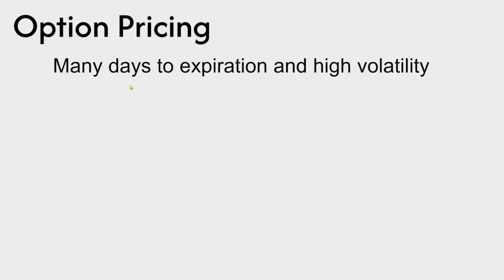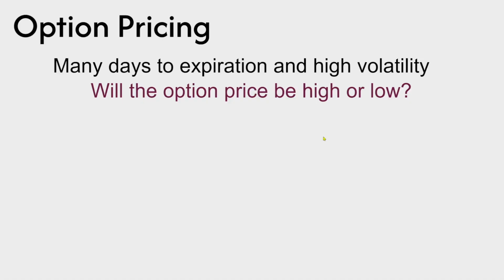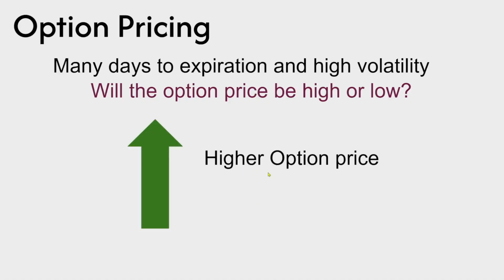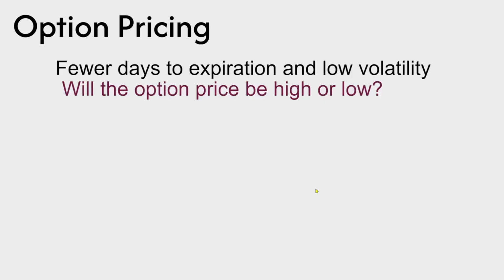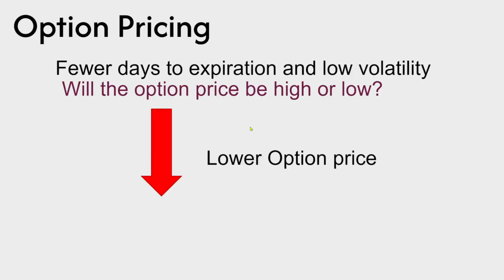If there are many days to expiration and high volatility, will the option price be high or low? Well, it's going to be a higher option price. There's going to be a lot of time and volatility baked into the price of the option. Okay, next example. If there are fewer days to expiration and low volatility, will the option price be high or low? The option price will be lower. If there's fewer days to have a chance to profit, then a buyer is not willing to pay as much for that. And if there's low volatility, once again, that reduces the range of possibilities for the buyer.